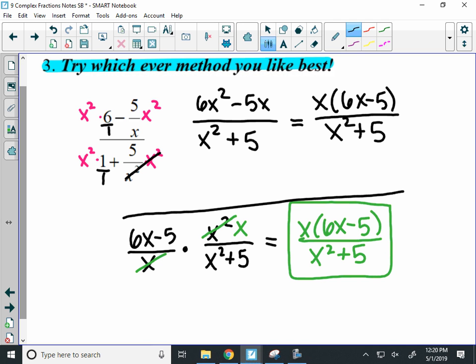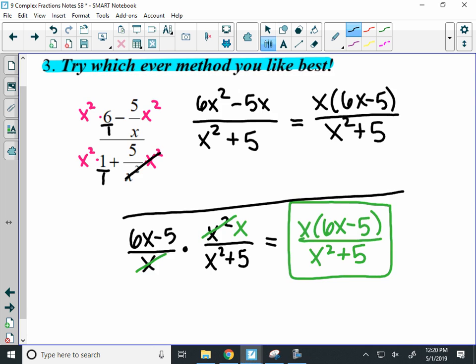Yeah. Maddie? During method 1, why couldn't the x and x squared cancel out? They did cancel off. No, the other way. 6x minus 5 and x squared plus 5. Because there's a plus and a minus here? Because there's a plus. Yep. You can only cancel things once they're in factored form.